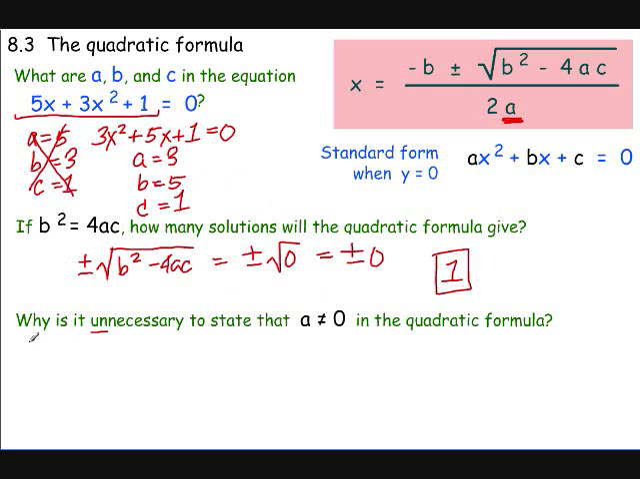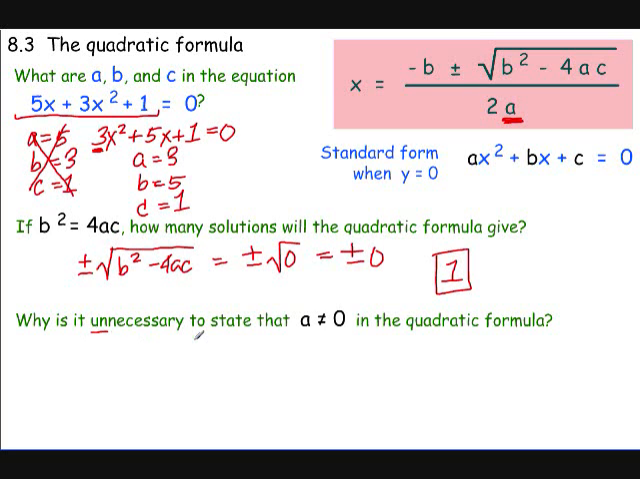Okay, getting back to this one. Why is it unnecessary to state that A cannot equal 0? Because without our A, let's look at it right here. If that were 0, would we have a quadratic? No, it would just be 5x plus 1.